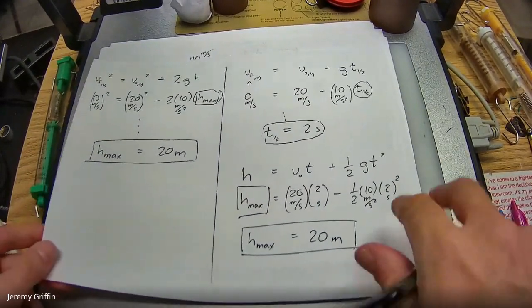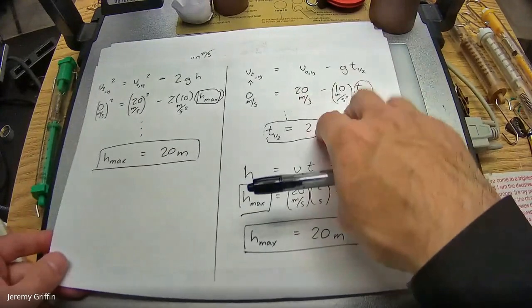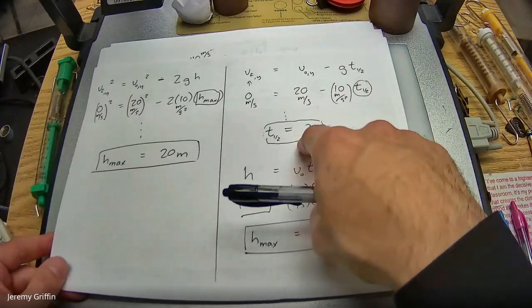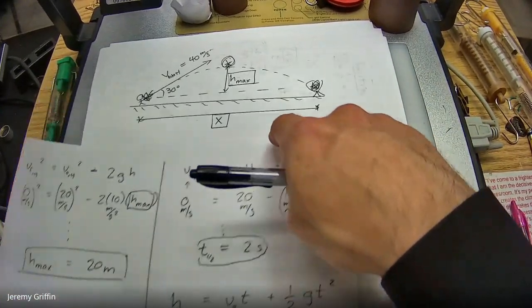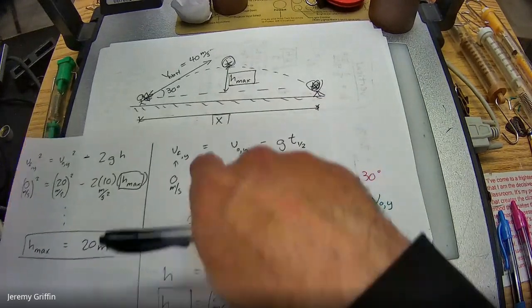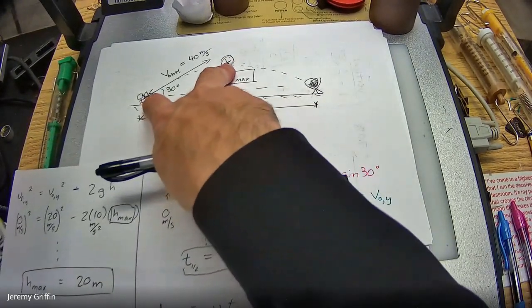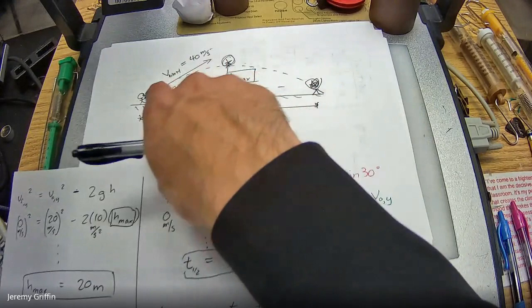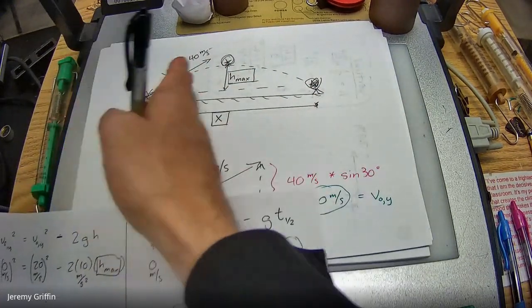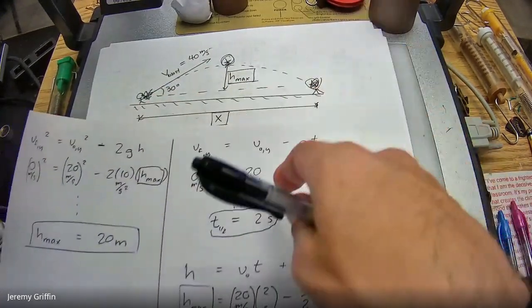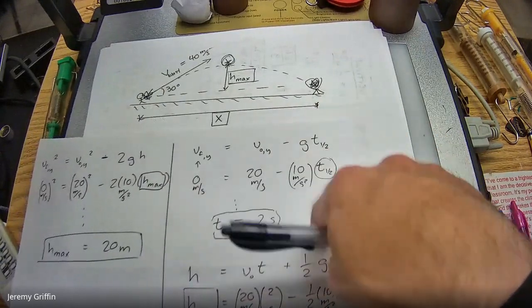But again, one of the reasons I did this alternate method on the right side is because look at that time, 2 seconds. Now remember what that time represents, and I put the subscript 1/2 on it because we're going from here to here. That's only half the total flight time. The other question is, how far away is the target? And we've already done some of the work to get that. That's why we did this.